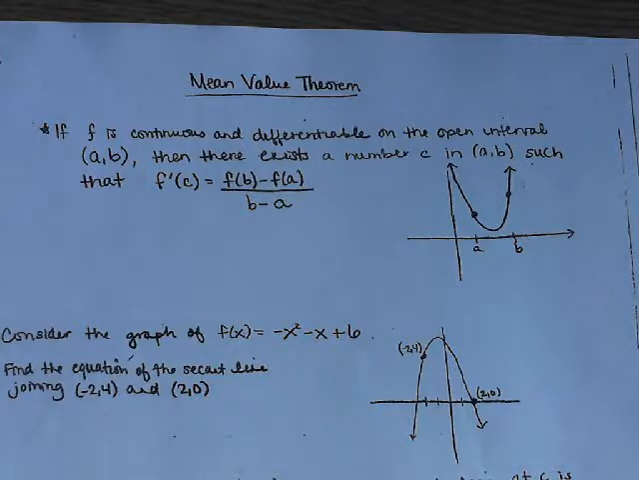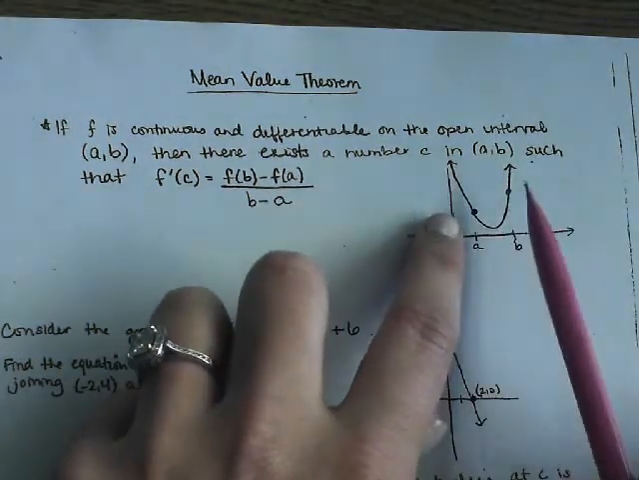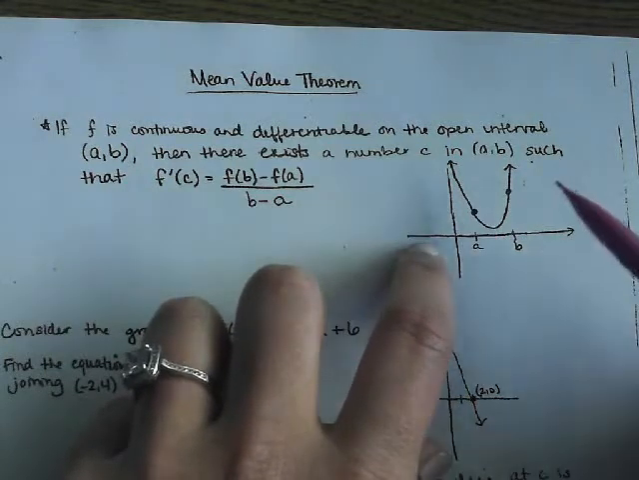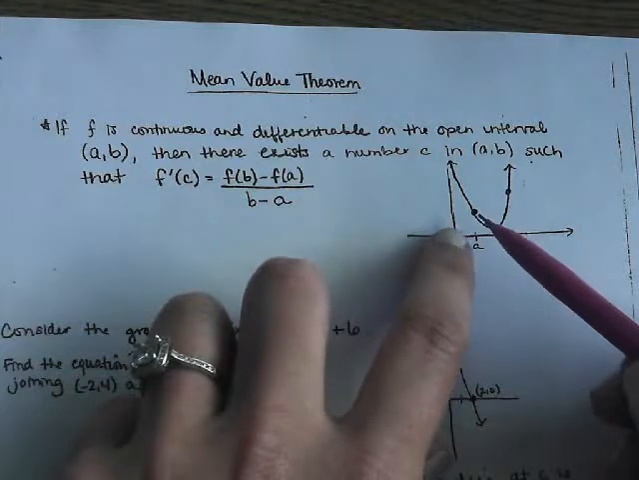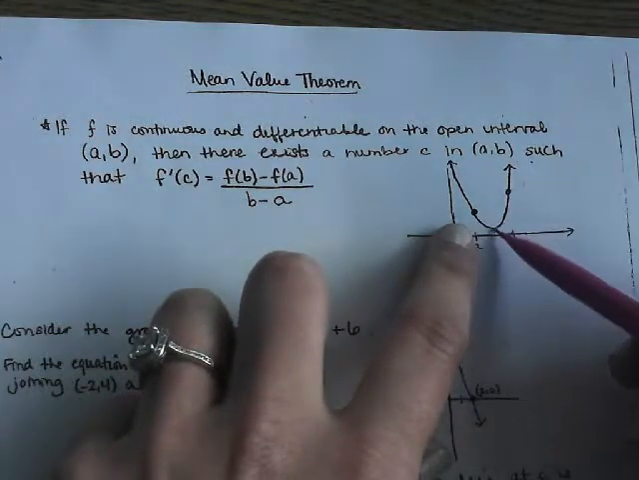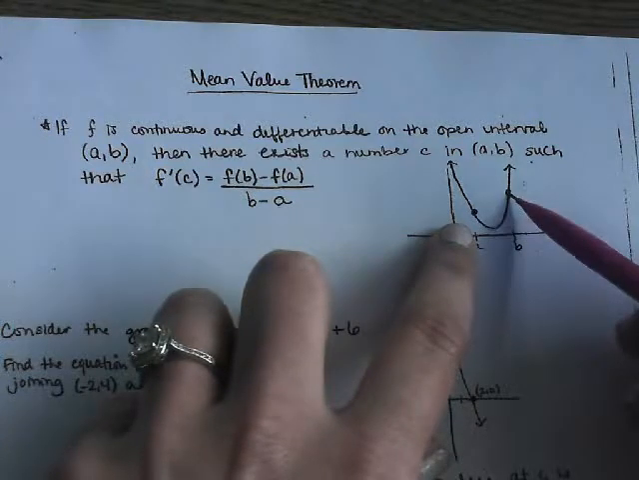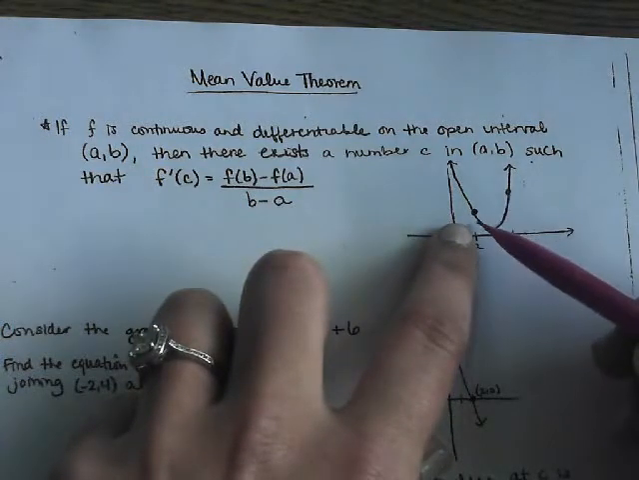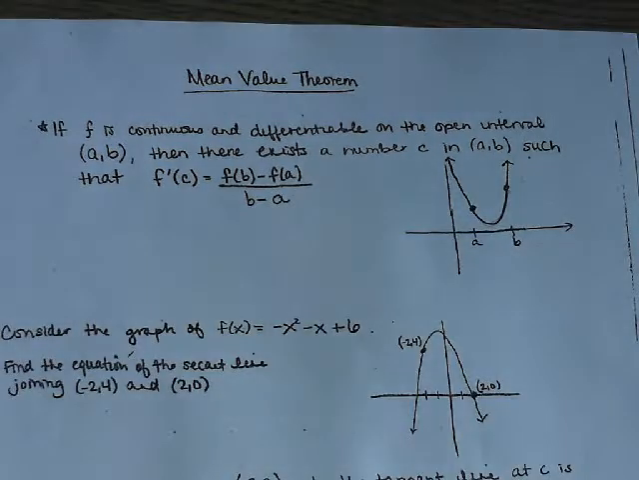Okay, so if f is continuous and differentiable on the open interval, so here we have a function, f. It has to be continuous and differentiable on the open interval from a to b. So if you look at this picture, it's clearly continuous. There's no break in action from a to b. And it's differentiable because, again, we have no break in action, we have no sharp points, we have no asymptotes in there. So it is continuous and differentiable on that open interval.